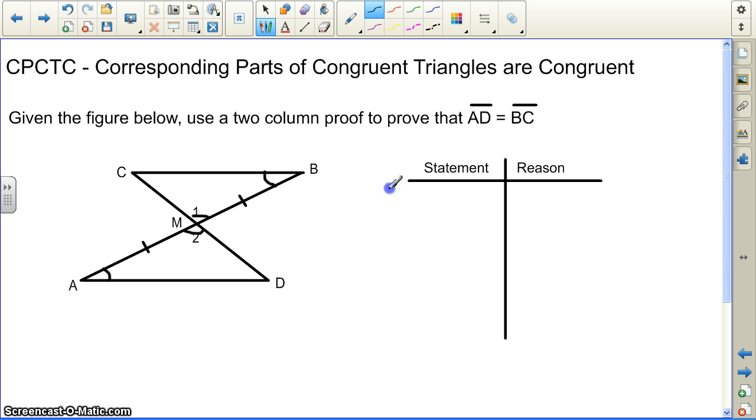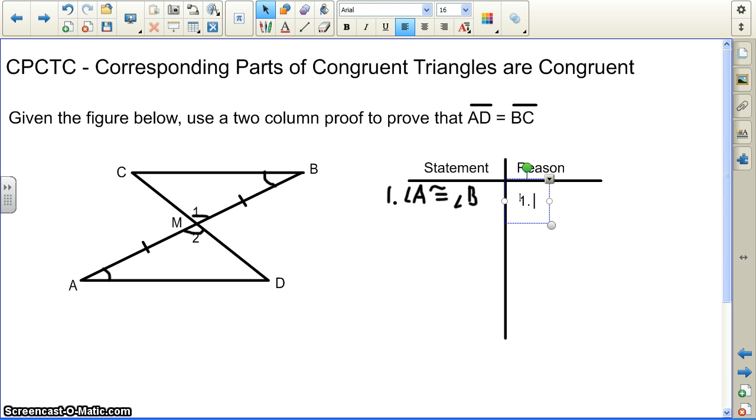So first thing we're going to do is list everything that we've been given in the problem. So I know that angle A is congruent to angle M, I'm sorry, not angle M. Angle A is congruent to angle B. Okay, I know that they're congruent because it was given to me in the problem. So I can say that they're congruent because it's given.